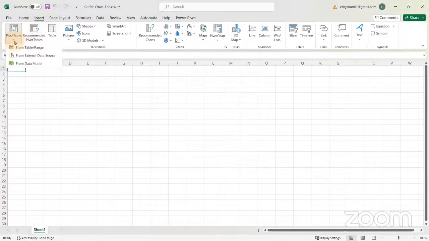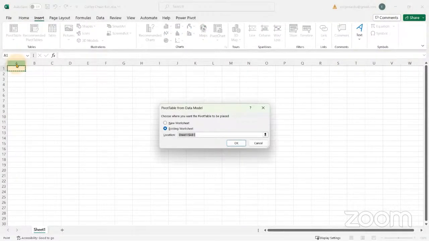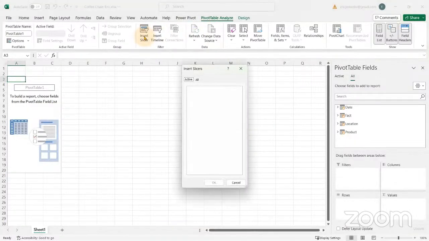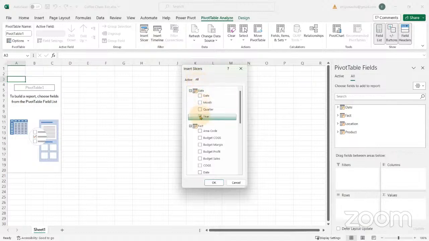Insert a pivot table from data model. Insert 7 slicers from 3-dimension tables. Rearrange slicers along 3 dimensions. Product, location, date.